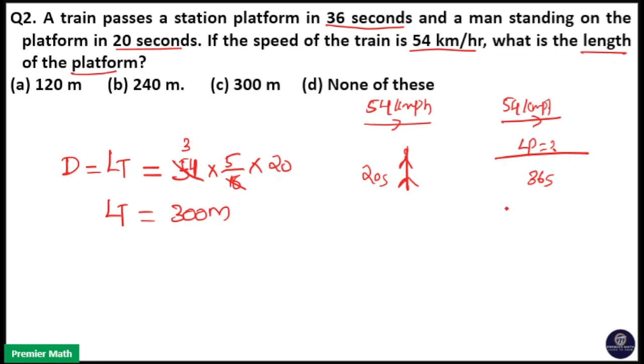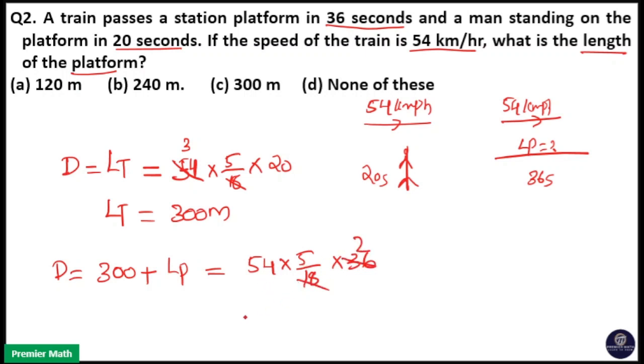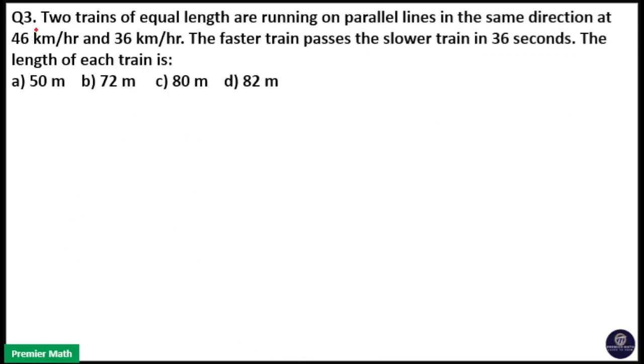In the second case, distance covered is equal to length of the train 300 meter plus length of the platform. That is equal to speed into time. Speed is equal to 54. I will convert it as meter per second into time 36 seconds. Here 18 into 2, 36. So 5 into 2, 10. 54 into 10. So 540 is 300 plus length of the platform. So length of the platform is equal to 240 meter. So option B is your answer. Next is question number 3.